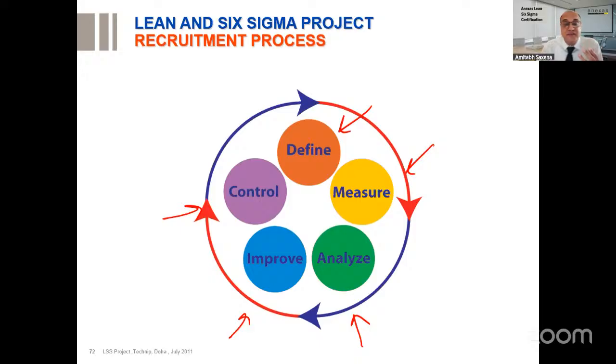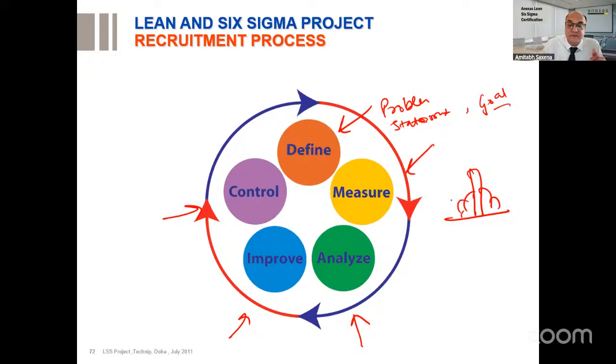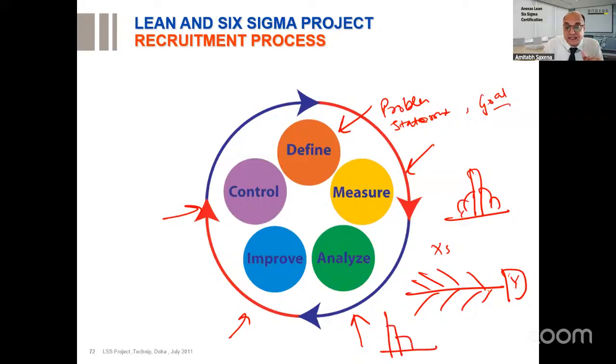In the define phase, you write your problem statement, whatever you want to improve, and you write the goal statement. Then in the measure phase, you collect the data: how are you performing, what is your current performance? Then in the analyze phase, you identify what is causing this problem. You identify your X factors. I hope you remember what X factors are: your process and input measures. And then you also do a root cause analysis like Pareto analysis. Pareto is like the 80-20 rule.